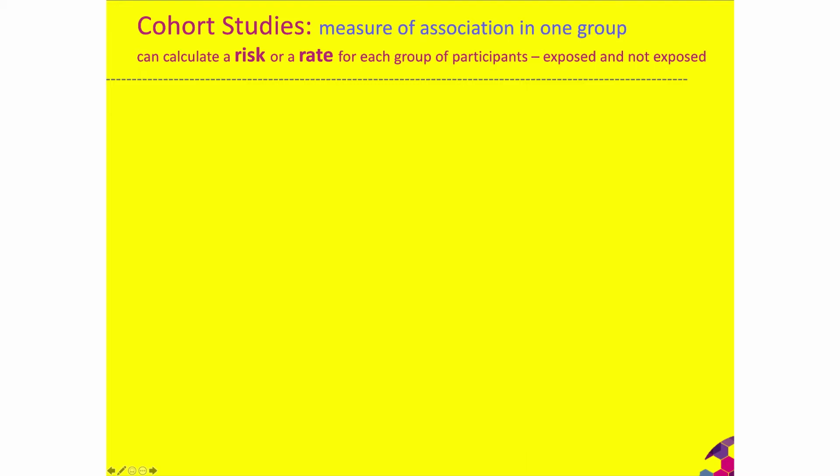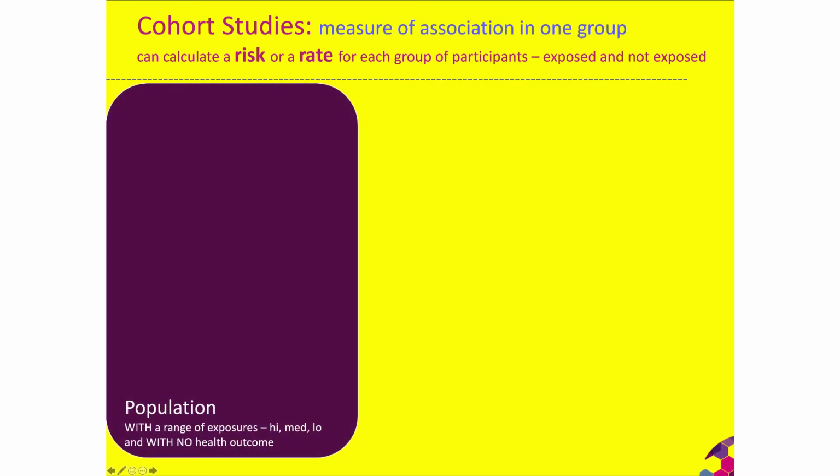So what kind of calculations, what kind of measures of association can we make in cohort studies? We can identify the risk or the rate for each group of participants, both those who are exposed and those who are not exposed. So we start off with a population with a range of exposures, high, medium and low, but they don't have the health outcome. That's really important.